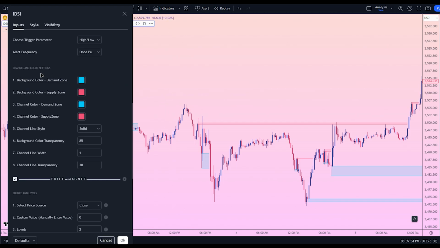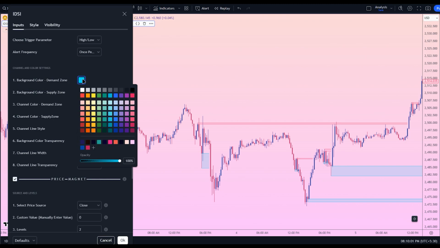Let's go over the channel and color settings with a more streamlined format. Background color, demand and supply. You can change the background color for demand and supply zones. Customize these colors to help distinguish the zones visually.